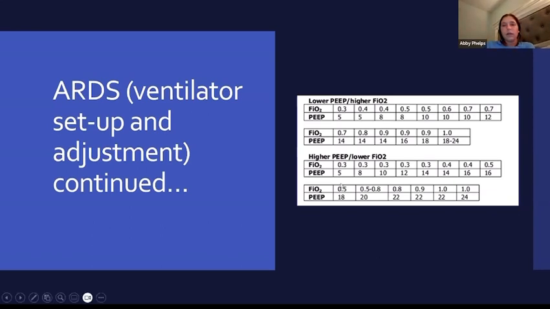And here is the chart that I got off of the ARDSnet protocol.